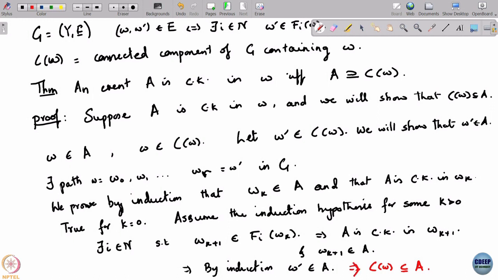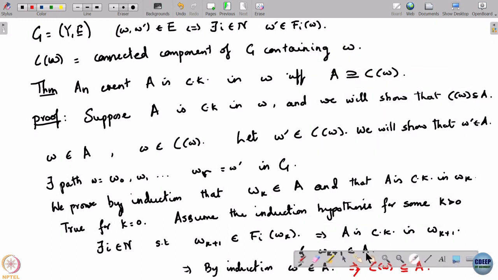Okay. All right. So what have we shown? We said that suppose A is common knowledge in omega, then C of omega is a subset of A. That's what we have shown. But the theorem asks us to show something stronger, right? It says that an event A is common knowledge in omega if and only if this holds.